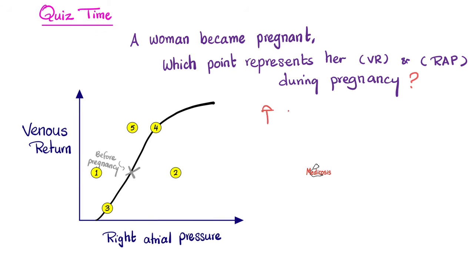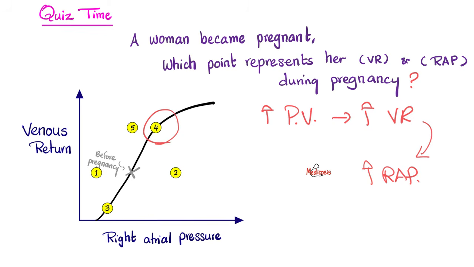There is increased plasma volume. And when the plasma volume goes up, what's going to happen? I'll have increased venous return. And when the venous return is returning more blood to the right atrium, what's going to happen to my right atrial pressure? It will also go up. So the answer is 4.